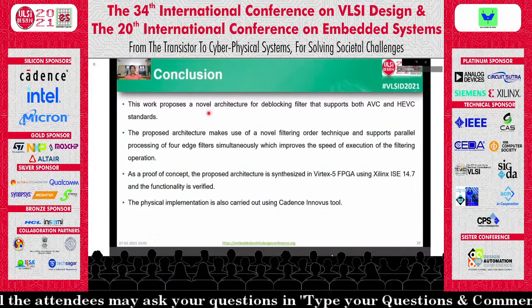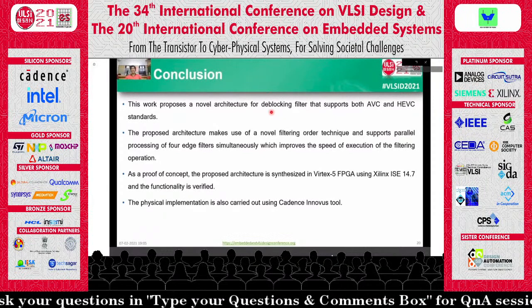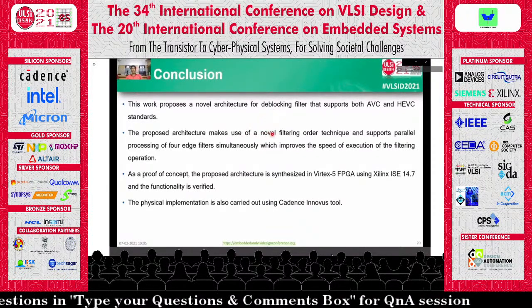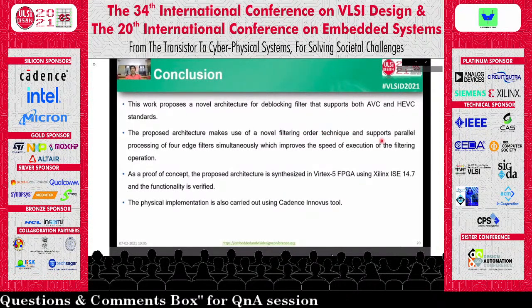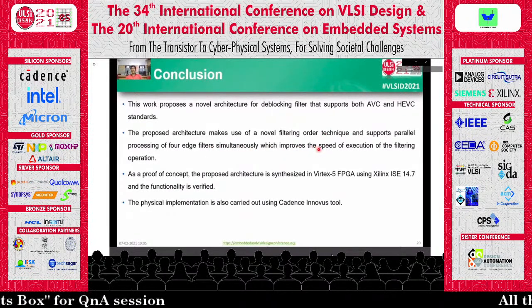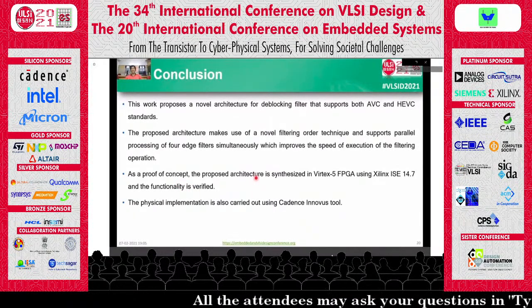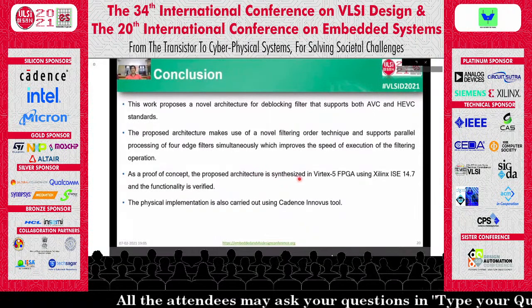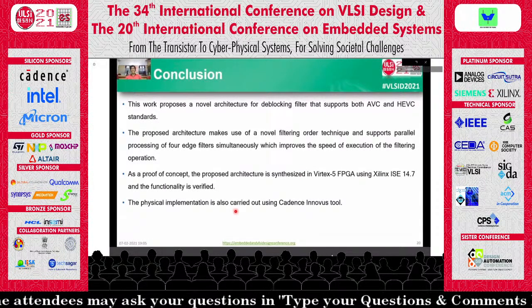As a conclusion, our work proposes a novel architecture for dual standard deblocking filter. This architecture makes use of a novel filtering order technique in order to improve the performance and also supports parallel processing of 4 edges, which improves the speed of the filtering operation by reducing the number of clock cycles. As a proof, the functionality is verified using Xilinx tool, and the proposed architecture is synthesized as well as implemented in Virtex 5 FPGA. The physical implementation of our architecture is also carried out using Cadence Innovus tool.